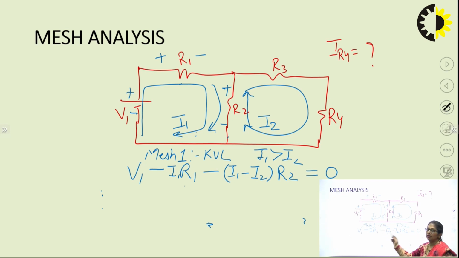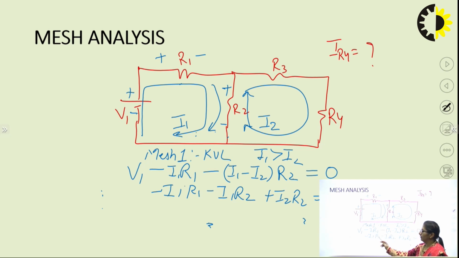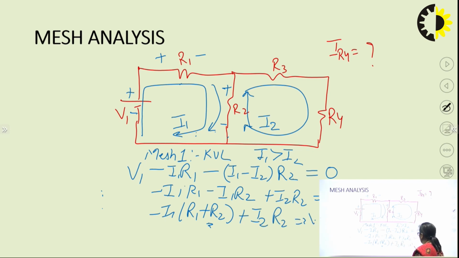I may resolve the same in terms of I1 and I2, right? So, I may be writing it as minus I1 R1 minus I1 R2 plus I2 R2 is equal to minus of V1, right? I may write here: minus I1 (R1 plus R2) plus I2 R2 is equal to minus V1. This is equation number 1. This is the first simultaneous equation that can be attained, fine.